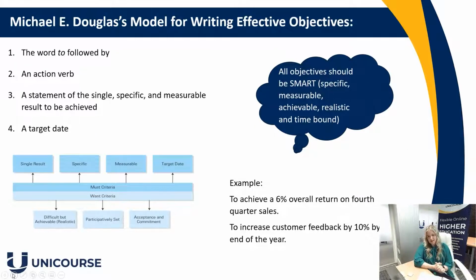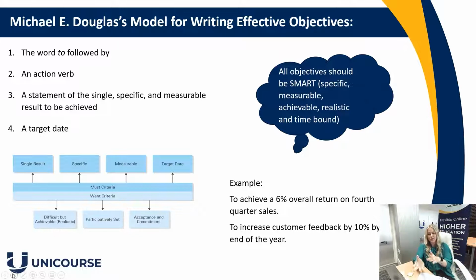Michael E. Douglas, a theorist, came up with this model for writing effective objectives, because some find it difficult to actually create SMART objectives. And the way he's looked at it is the word 'to' followed by an action verb. So that might be to market, or to achieve, or to increase, or to send surveys. But then it's followed by a single, specific, and measurable result to be achieved. And then obviously the target date.